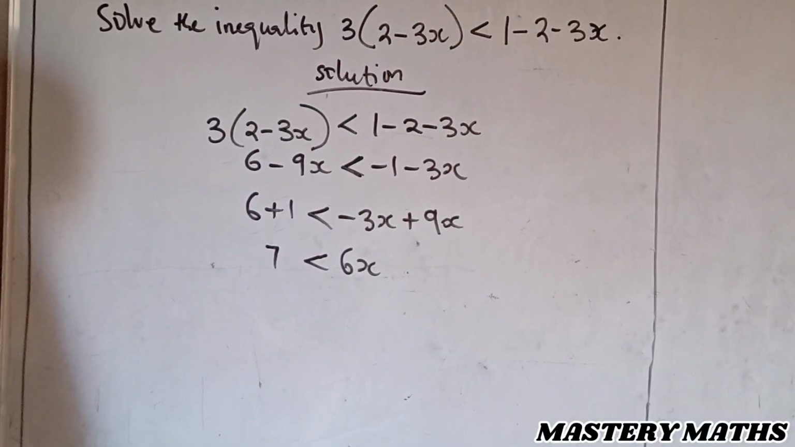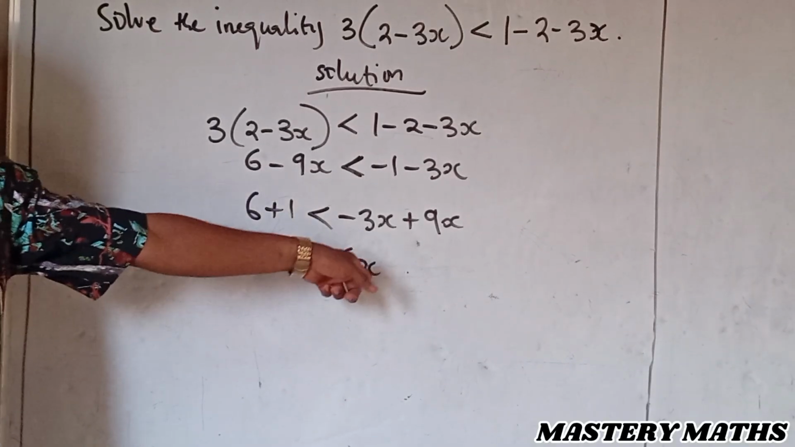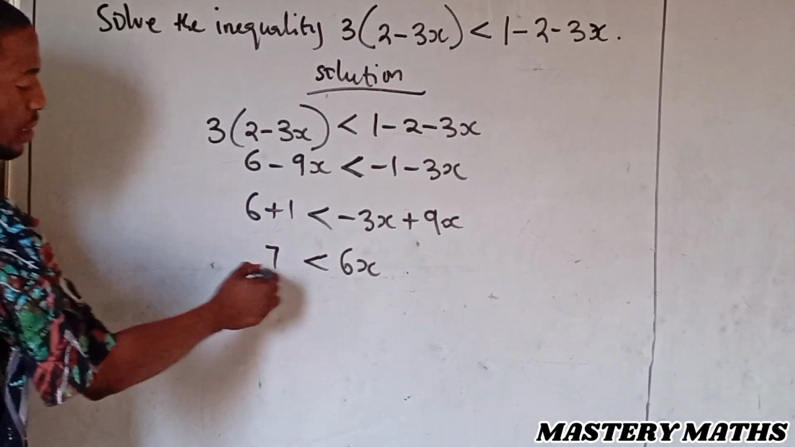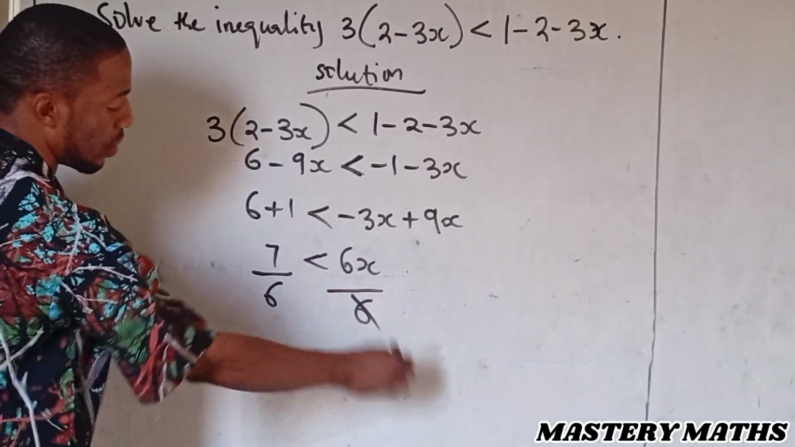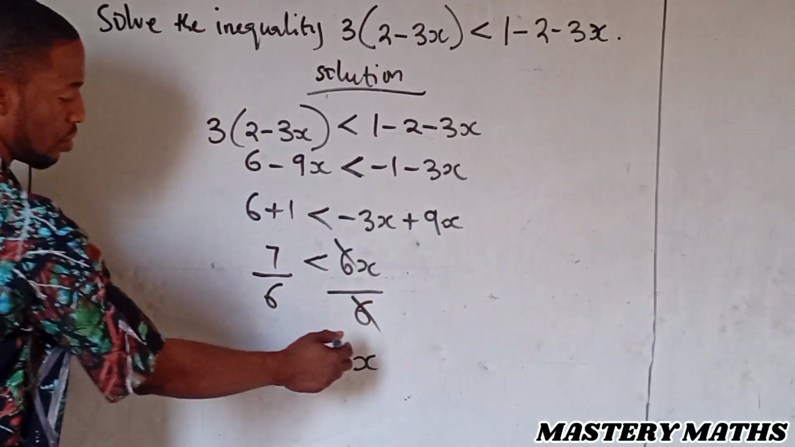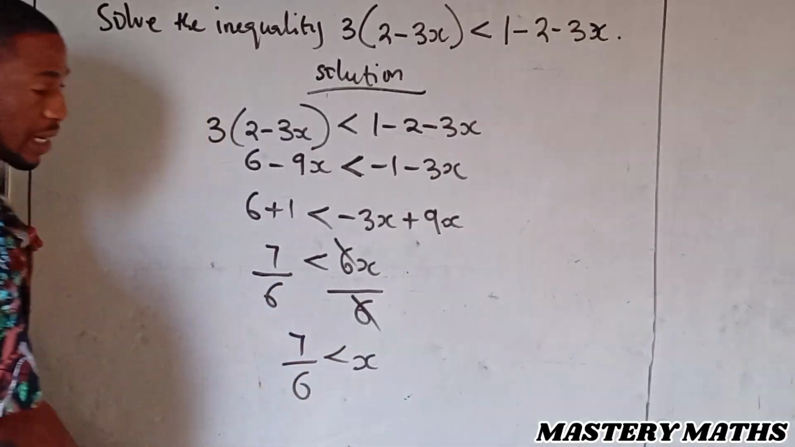So what should we do? Remember, we are looking for the value of what? X in the question. Now, in order to make x stand alone, we divide both sides by the coefficient. So we divide both sides by what? 6, so that the x will stand alone. Now, this 6 will cancel this 6. What is remaining? X. You bring down your sign. 7 over 6, which you bring down.